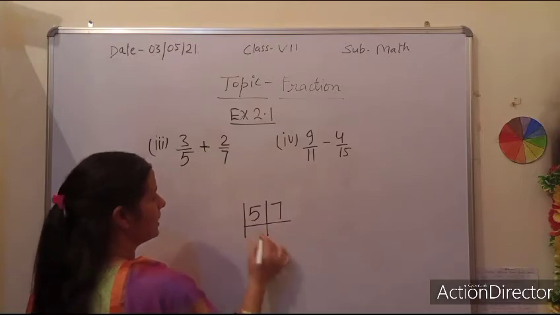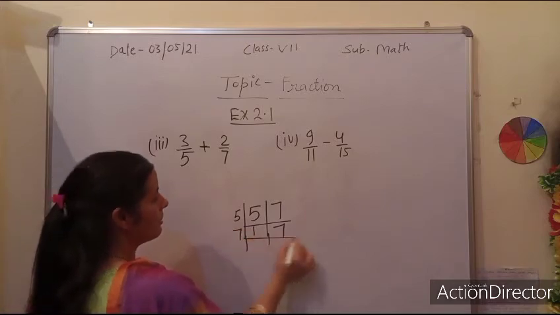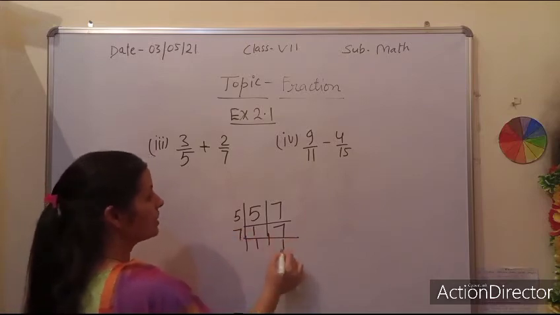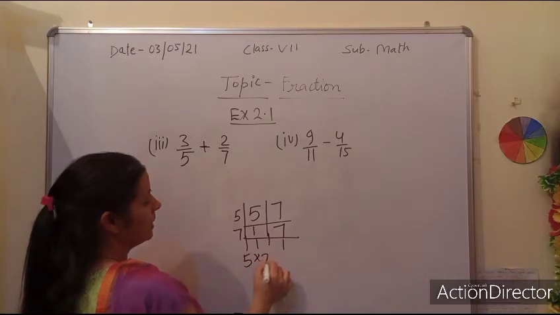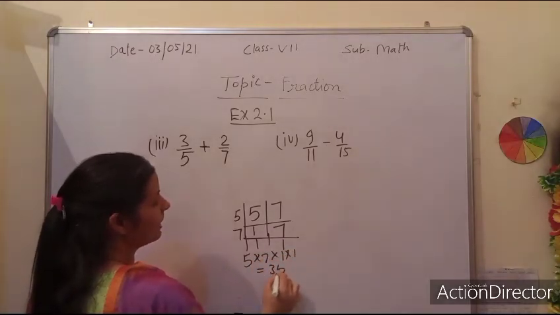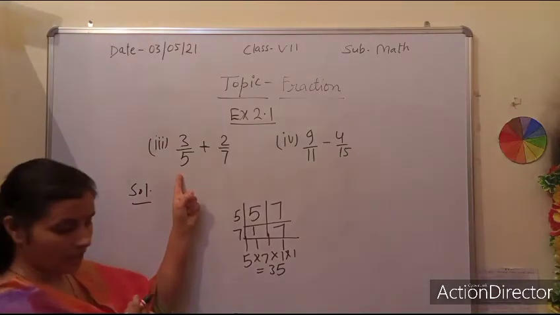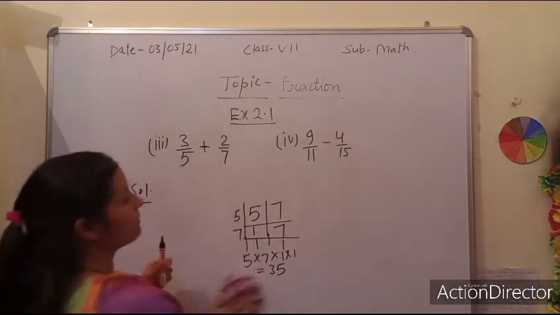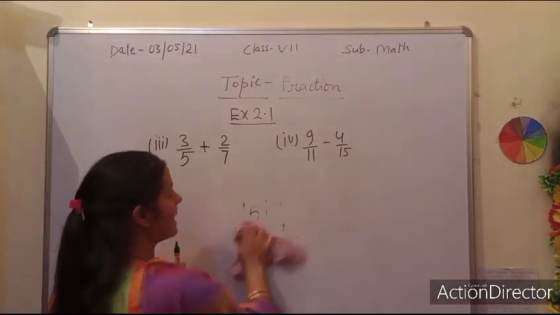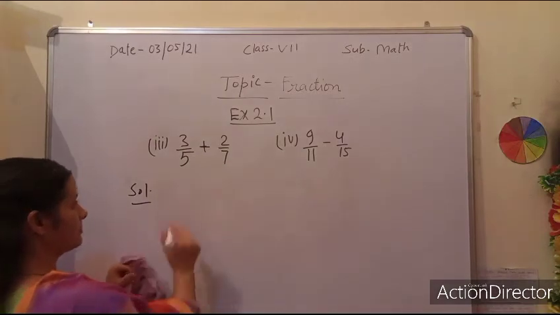So, here is a 5. 5 ones are 5. 7 cannot be divided by 5. Now, here we will write 1 as it is. 7 ones are 7. So, the LCM of 5 and 7 will be 35. It means we have to make the denominator 35. Understood? 35 is the LCM of 5 and 7. The same process we will do.